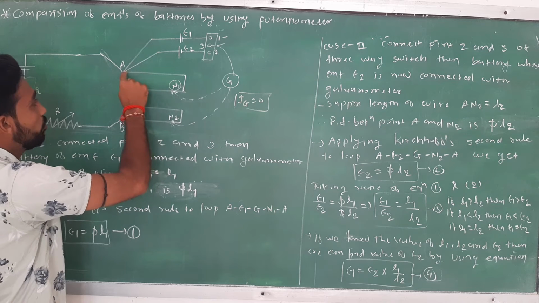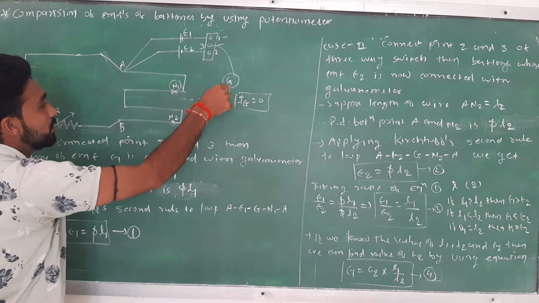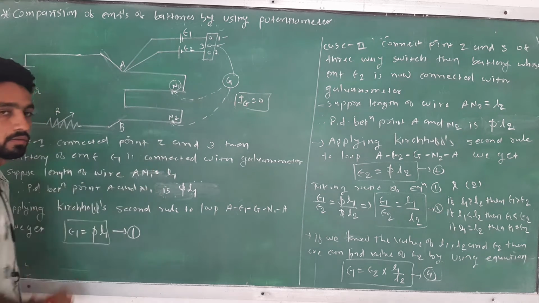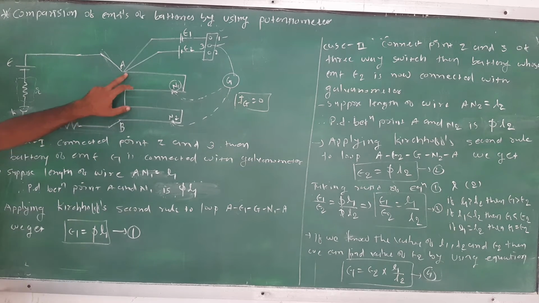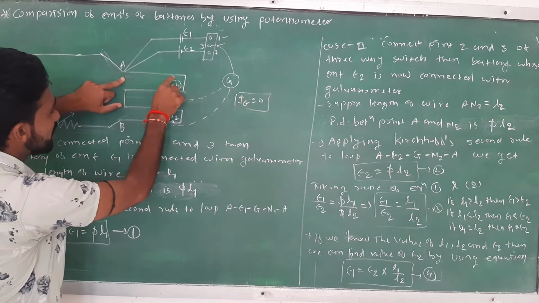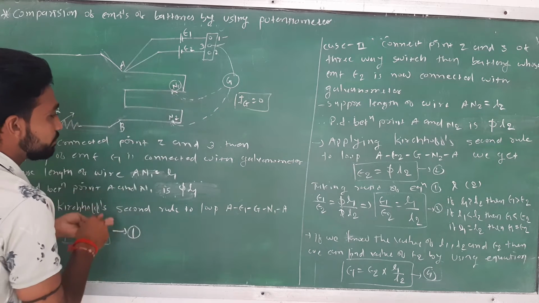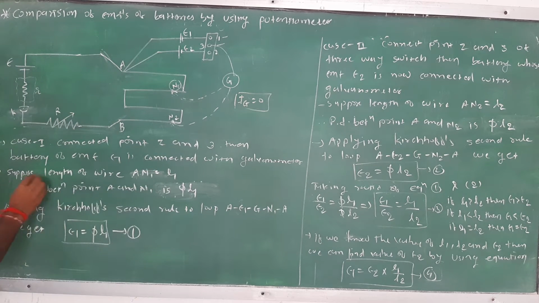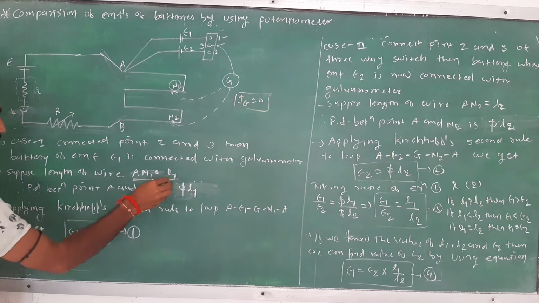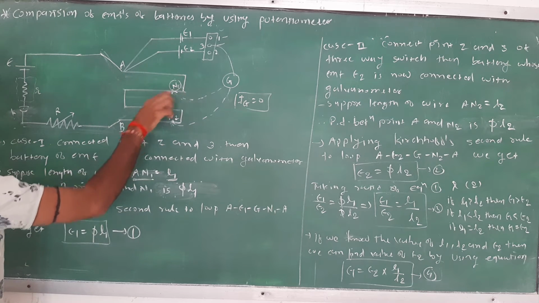So clamp that jockey at this point. So now you get a loop A, epsilon 1, G, N1, N2. Now for that, suppose this length of the wire, this length of the wire A N1, that is N1. You can see this is A.